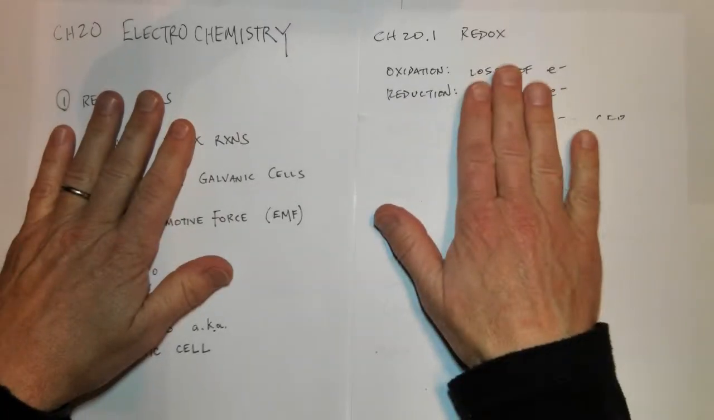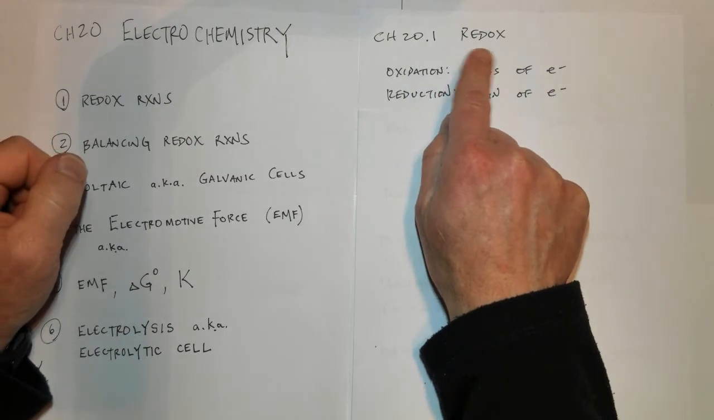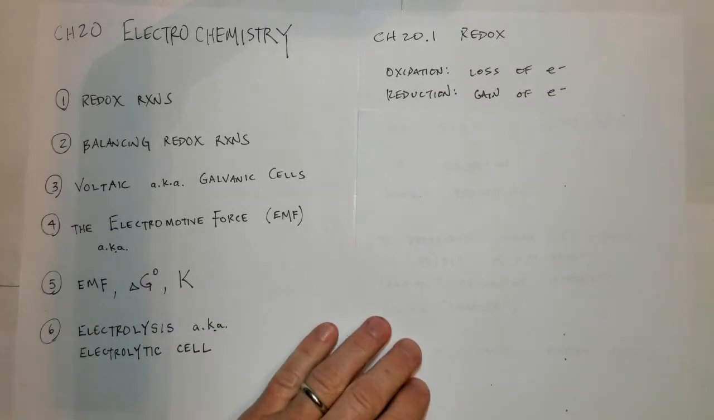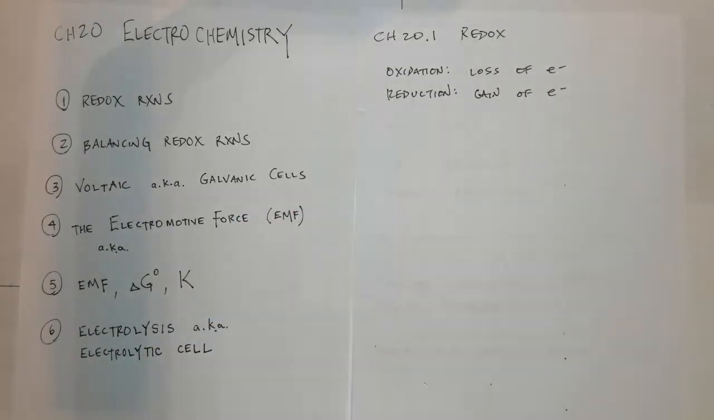Make sure you've got a piece of paper and a pencil out. And then with your piece of paper and pencil, you can start right here at the top, and you can write down Chapter 20.1, Oxidation and Reduction. First of all, some definitions. Oxidation is the loss of electrons. Reduction is the gain of electrons.